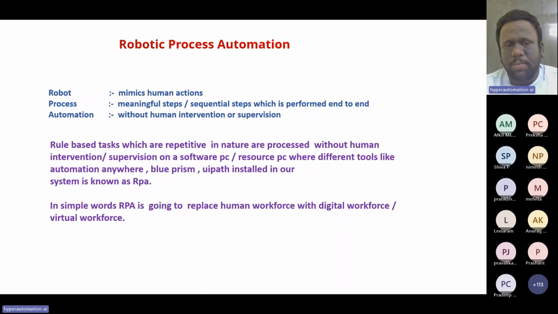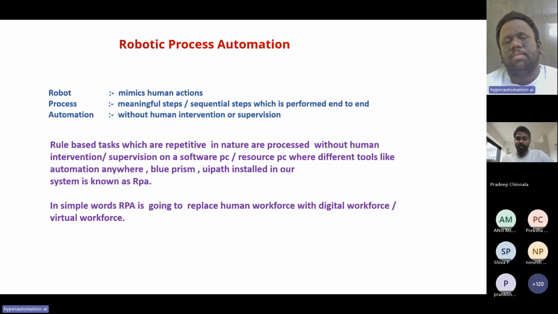So what is a process? Let's say I want to send some mail. What steps will you follow? Initially, I'll launch the application, launch the browser, provide the authentication details like user ID and password, click on login, click on compose mail, and provide all the details. All these steps come under completing a particular task, which is meaningful and sequential in manner, to perform an end-to-end task, which we call a process.